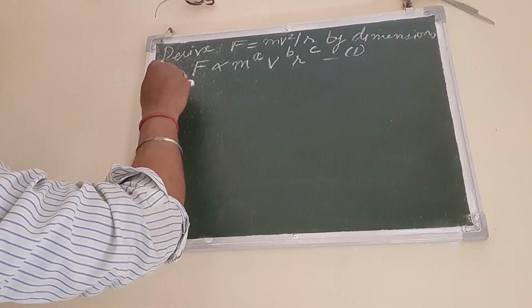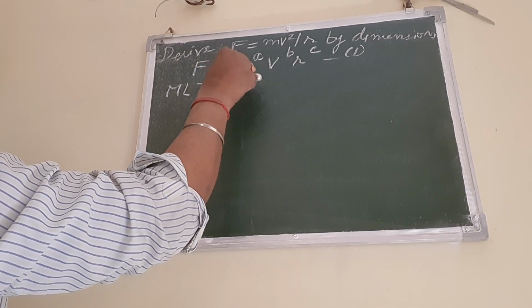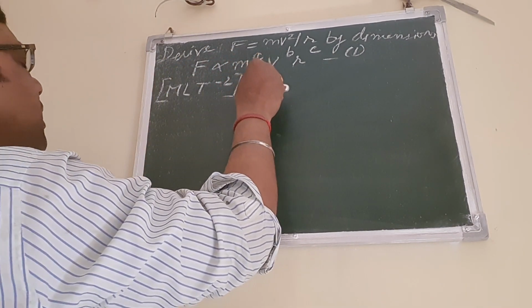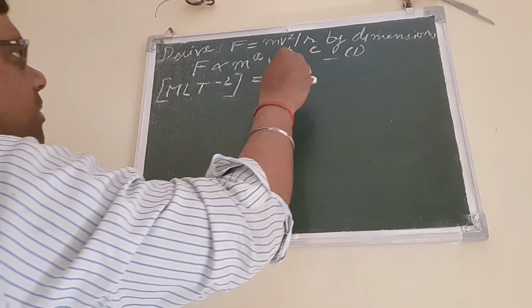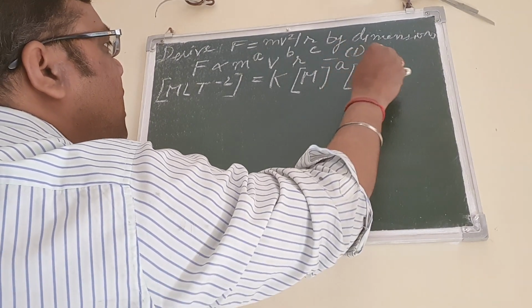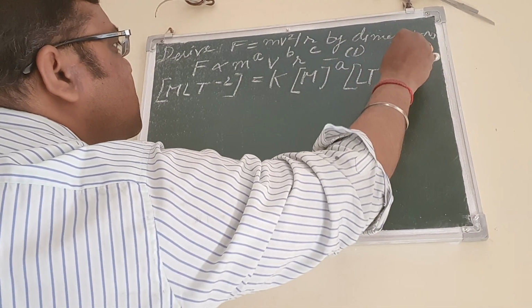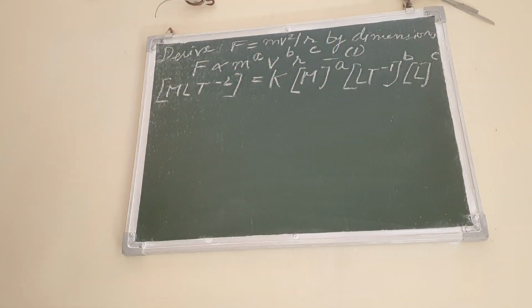So here we can write the dimensions of force as M L T raised to power minus 2, and this is equal to k, and it will be M raised to power a, velocity LT raised to power minus 1, whole raised to power b, and L raised to power c. Radius is a length, so its dimension is that of length. Velocity is LT raised to power minus 1 and mass is M.